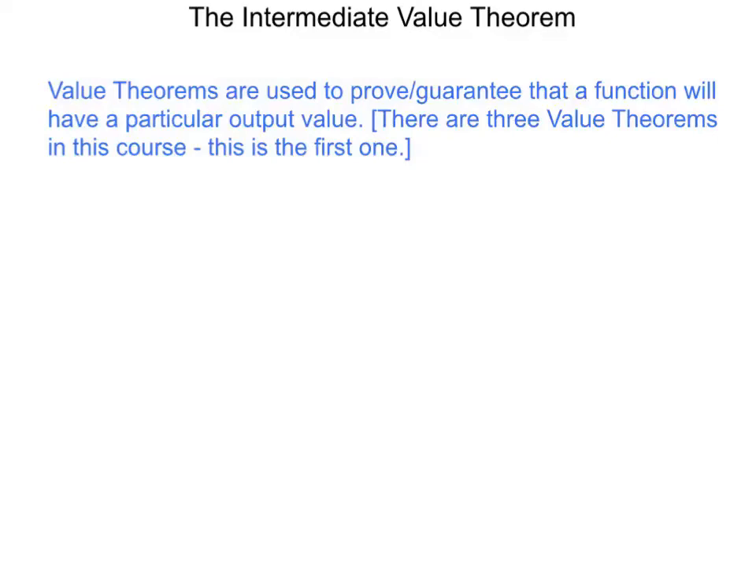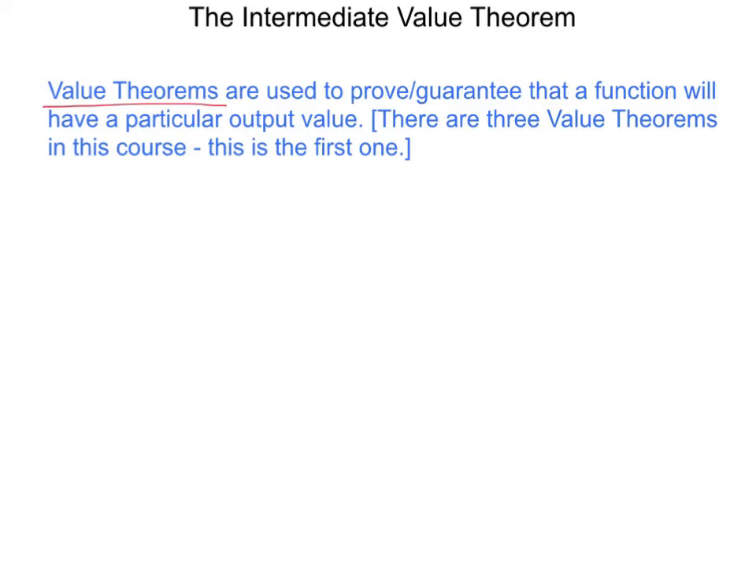Our next set of lessons is about the intermediate value theorem. And before I talk specifically about the intermediate value theorem, I want to talk to you just generally about what value theorems are. So value theorems are basically used to prove or guarantee that a function will have some particular output value. There are 3 of them in total, and this is the first one.